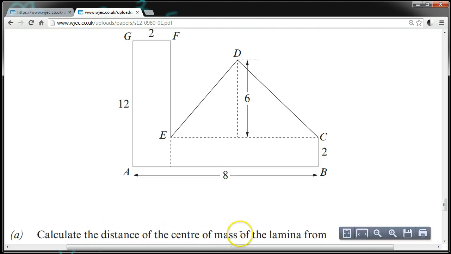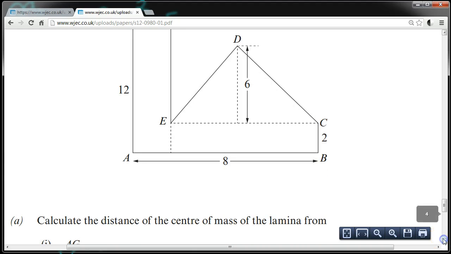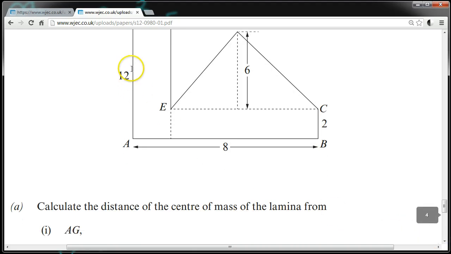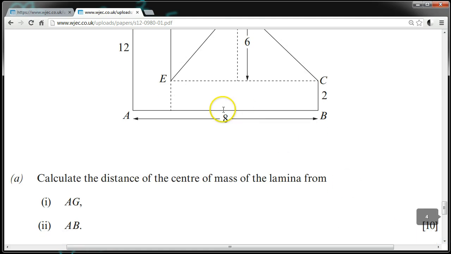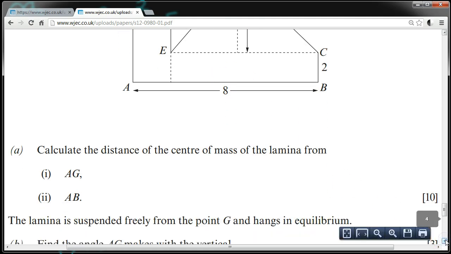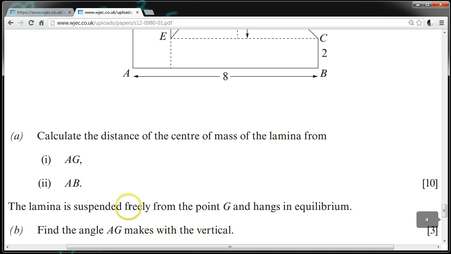Calculate the distance of the center of mass of the lamina from AG and from AB. The lamina is suspended freely from the point G and hangs in equilibrium. Find the angle AG makes with the vertical.